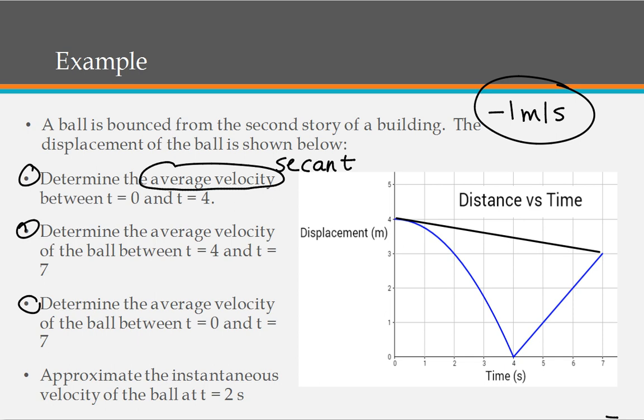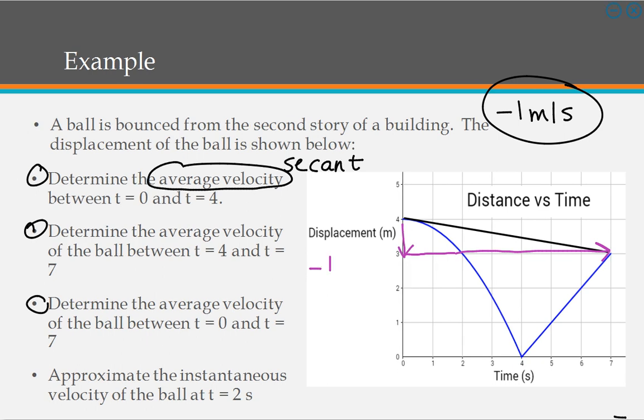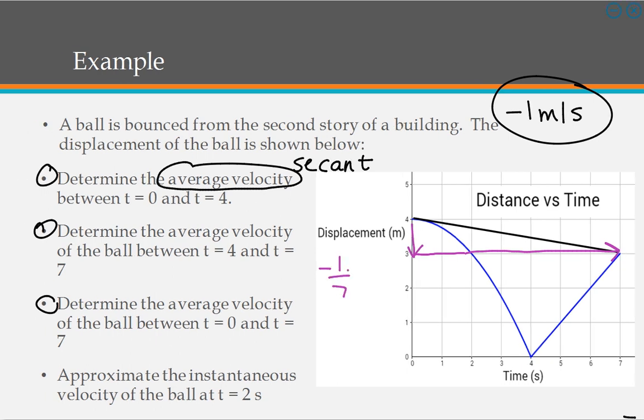Now what's the average velocity on that line? You can see that it's down 1 and over how many? 7. Rise over run? -1 over 7 meters per second. You guys okay with that one? It's down 1 and over 7, rise over run.